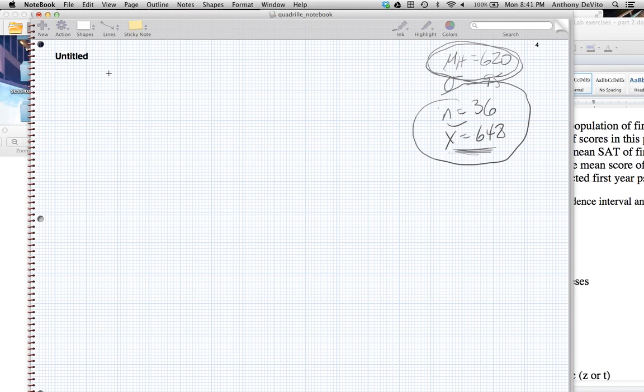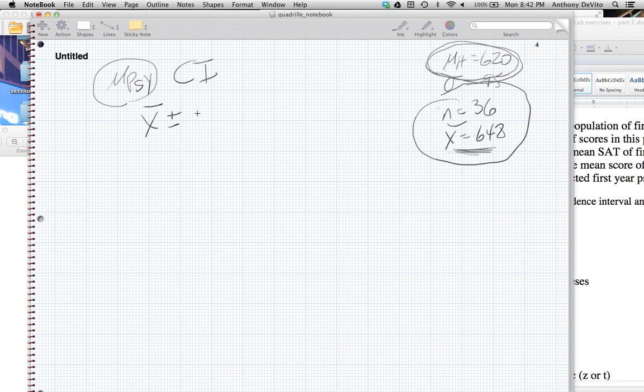Now I'm going to take a look at what that tells me about the mean for all psychology majors. I don't know the mean for all psychology majors, right? All I know is what this sample mean is. So my sample mean is 648. Now I need to find a confidence interval for my psychology majors mean. So my confidence interval is going to be equal to X bar plus or minus, and now I have to figure a value for here.